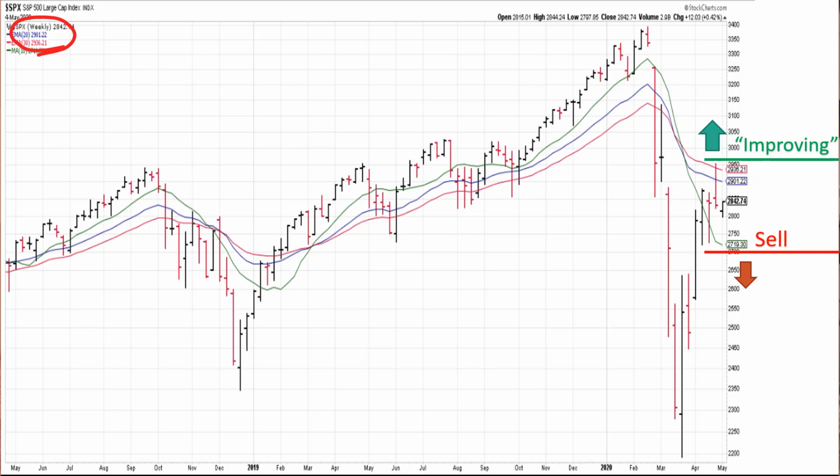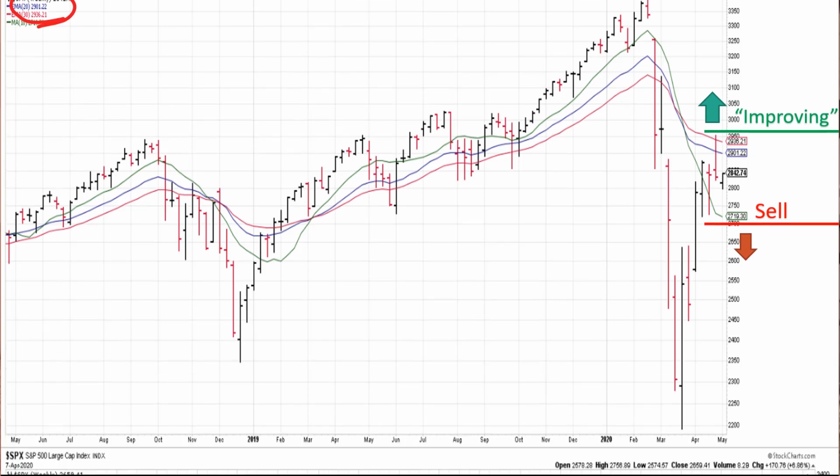And once you get above the moving averages, as I've said quite a bit, especially the exponential moving averages, they'll turn up quickly. The exponential moving averages will turn up the first day, or in this case, the first week you close above them. So this signal could be negated fairly soon if we stay above 2950 or so.